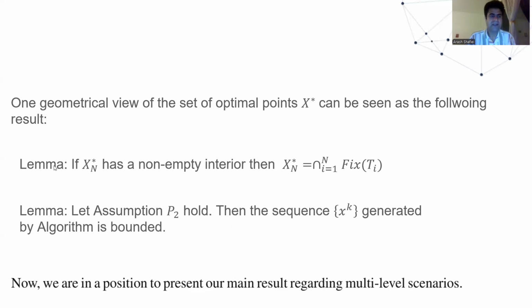Okay, we have here the geometric view of the set of points in x star n, as follows. If x star n has a non-empty interior, then x star n is the intersection of all fixed points of Ti. If you have assumption P2, then the sequence xk generated by the algorithm is bounded.